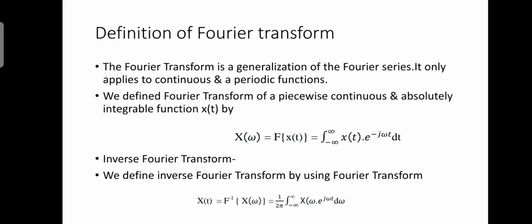Inverse Fourier transform. We define the inverse Fourier transform by using the Fourier transform: x(t) = F inverse of X(omega), which is equal to 1 by 2 pi times the integral from minus infinity to infinity of X(omega) e^(j omega t) d omega.